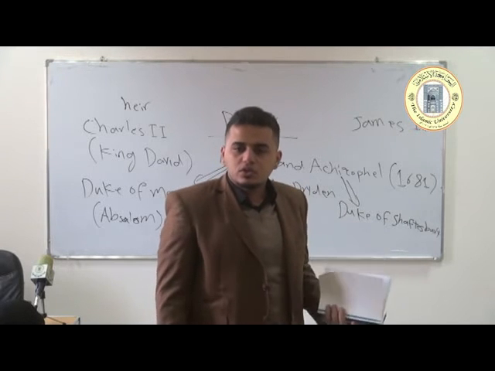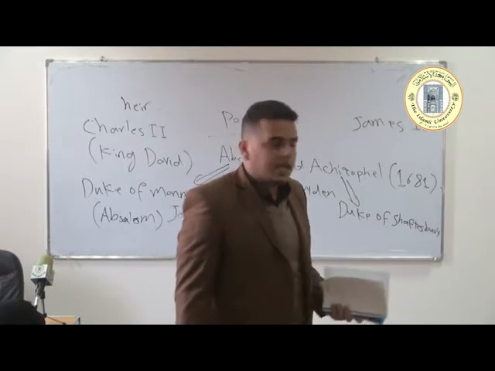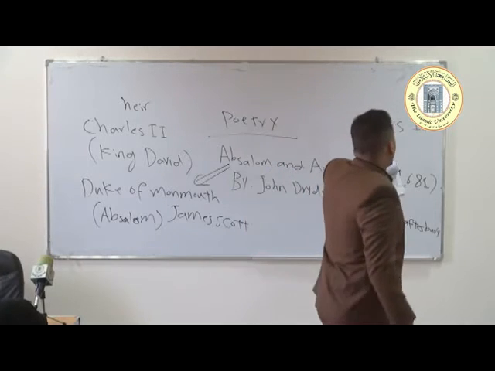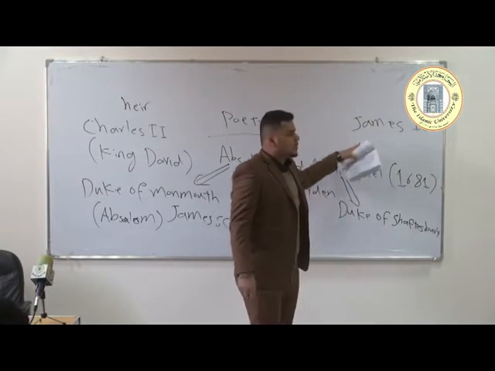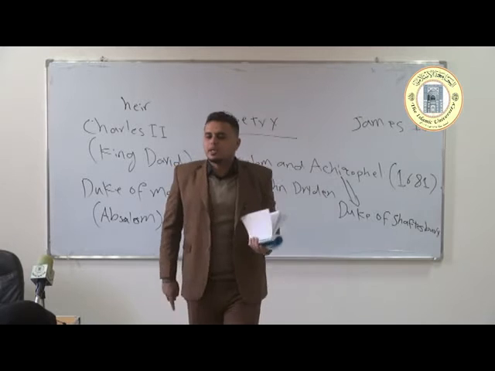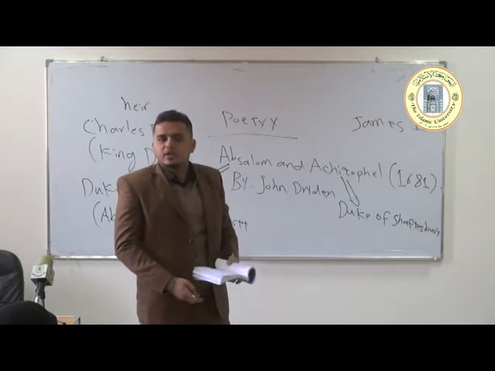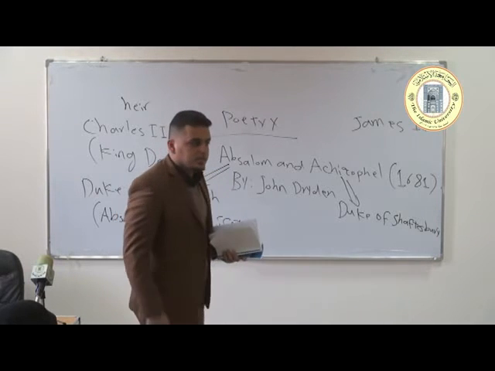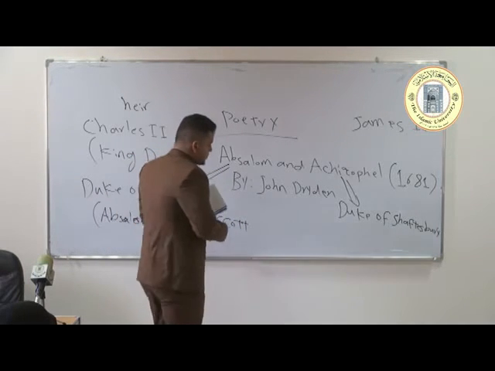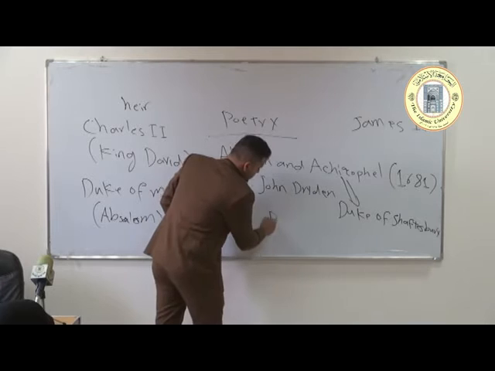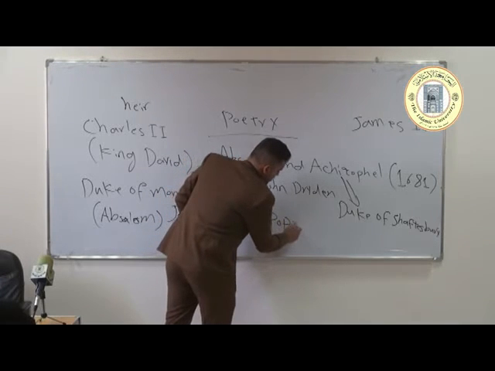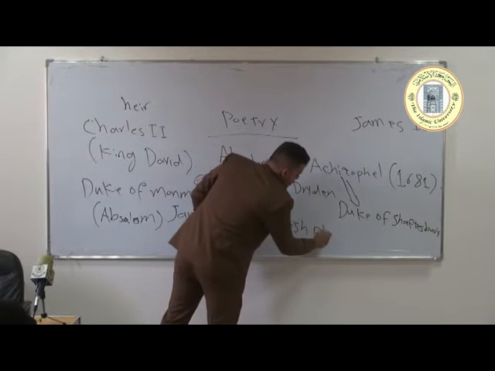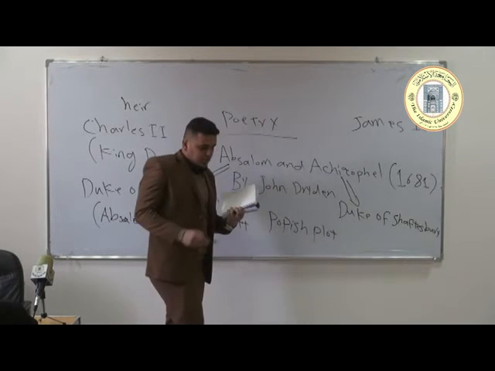So when the king chose his brother, James II, as the heir, the rest of the country began a rebellion, but not a military rebellion. They began a plot, a controversy. It was called the Popish Plot. It was a controversy against the king.